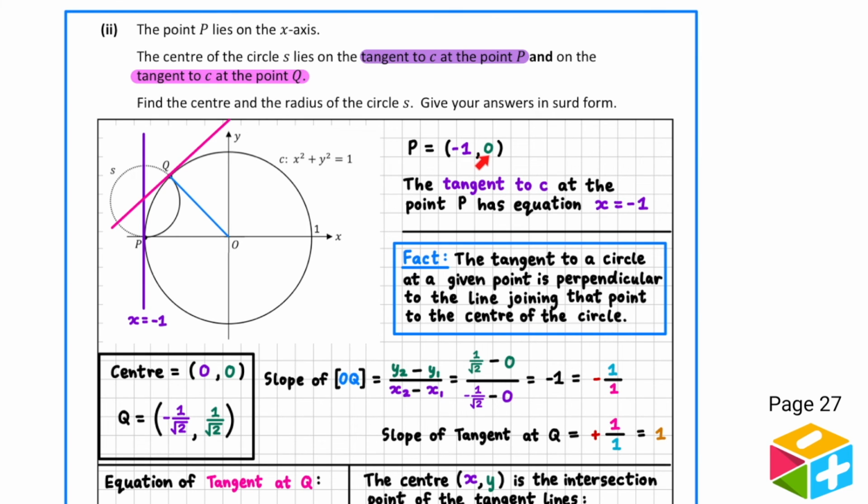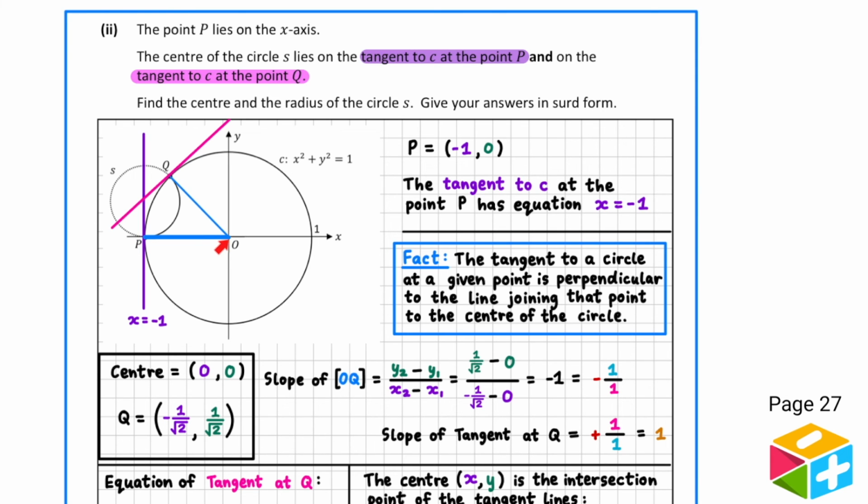Since P lies on the unit circle, which has a radius of 1, we can deduce that the x-coordinate is -1. To find the equation of the tangent line, we'll need to use a useful fact. The tangent line to a circle at a given point is perpendicular to the line joining that point to the centre of the circle. So, if we join our centre, O, to the point P, the tangent line will be perpendicular to this.